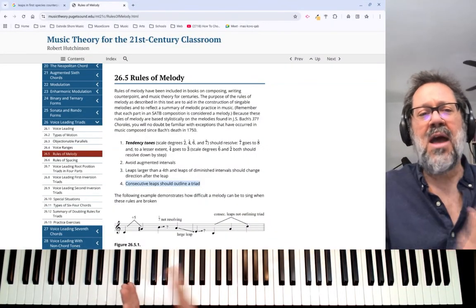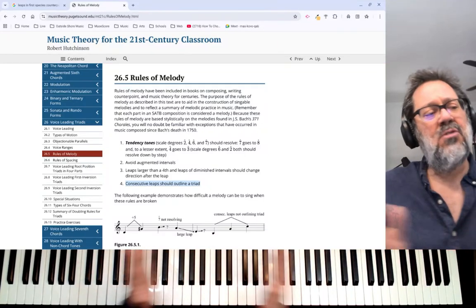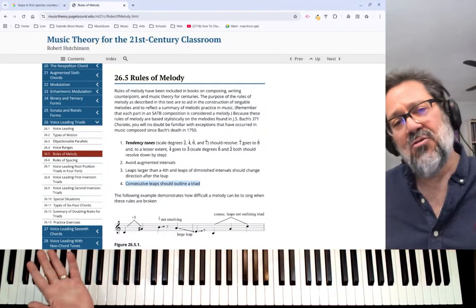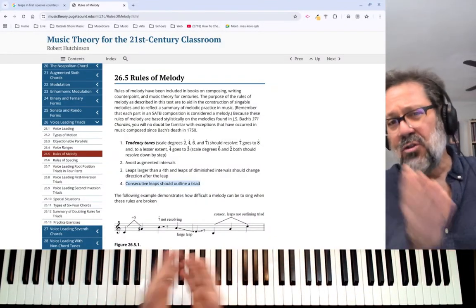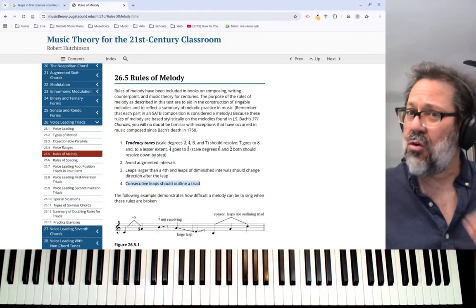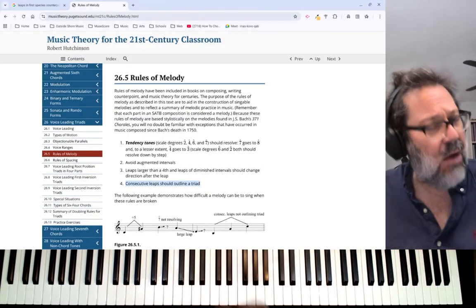So it's certainly worth exploring other possibilities, but know that there really is something to that. If you're going to have consecutive leaps and you stick within a triad, it gives you one kind of sound, and if you go outside a triad, it gives you a different kind of sound, and you have them both at your disposal, and it's useful to know that that is how you can control that aspect of the sound, whether or not consecutive leaps outline a triad or not.